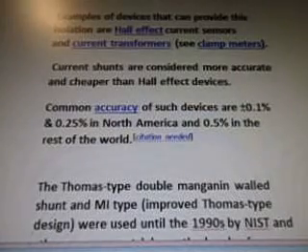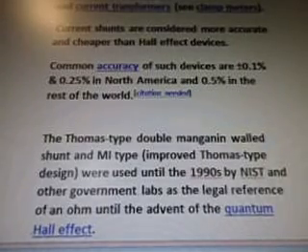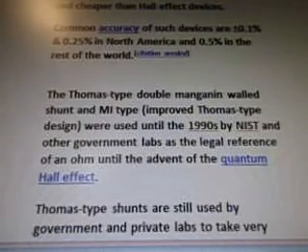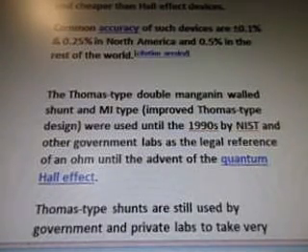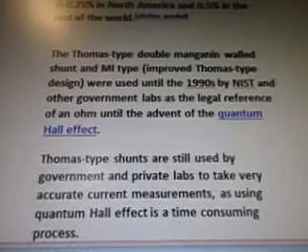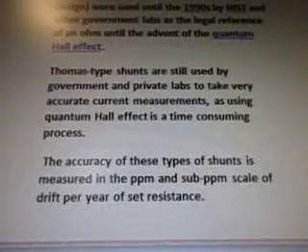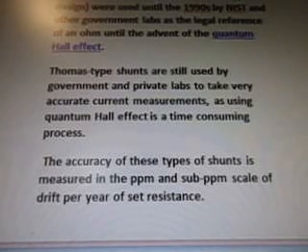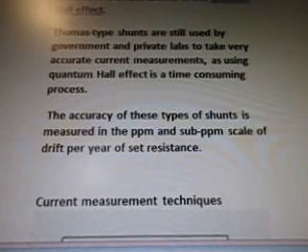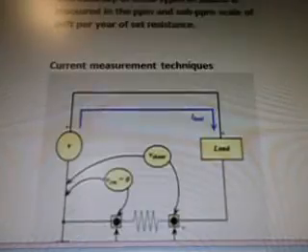Common accuracy of such devices are, there's the calculations there, in North America and 0.5% in the rest of the world. The Thomas type double Manganin walled shunt and MI type improved Thomas type design were used until the 1990s by NIST and other government labs as the legal reference of an ohm until the advent of the quantum Hall effect. Thomas type shunts are still used by government and private labs to take very accurate current measurements, as using quantum Hall effect is a time-consuming process. The accuracy of these types of shunts is measured in the ppm and sub-ppm scale of drift per year of set resistance. Current measurement techniques.